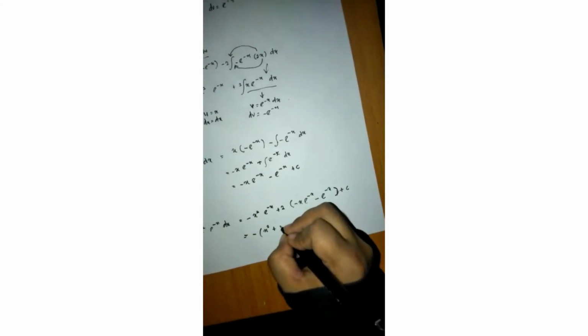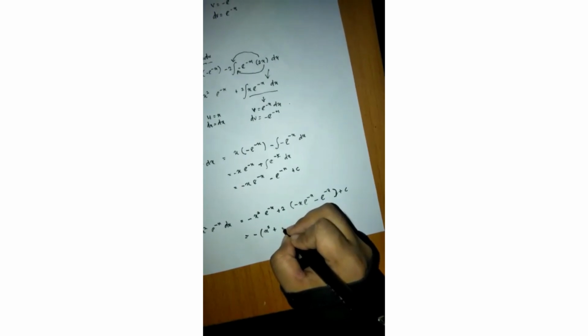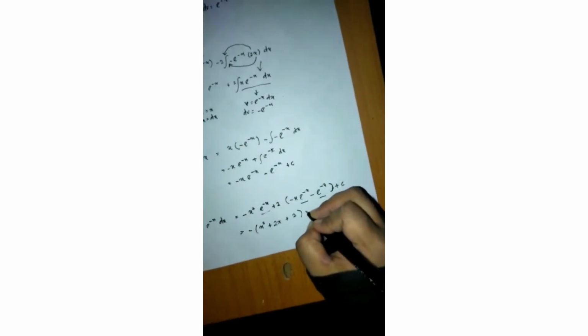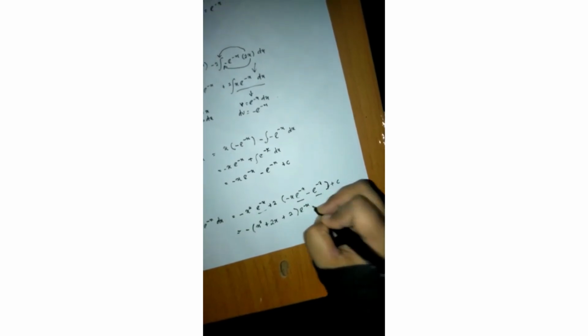Put positive here. X power of 2 plus 2x plus 2, and e power of negative x, write down here, plus c. This is the final answer.